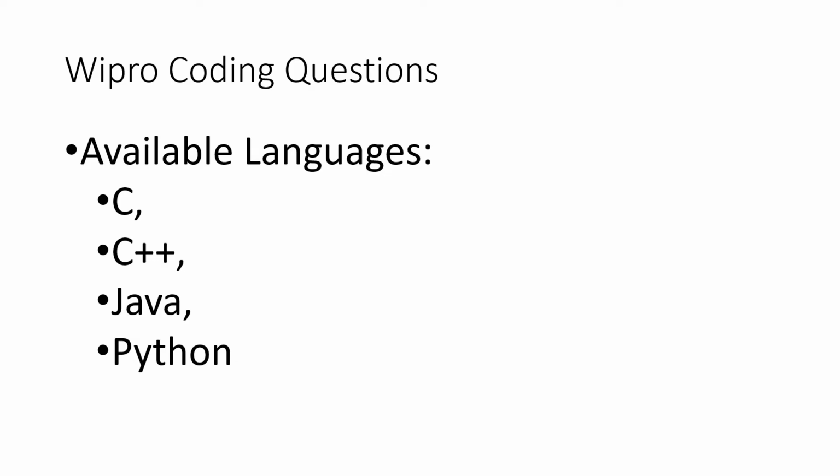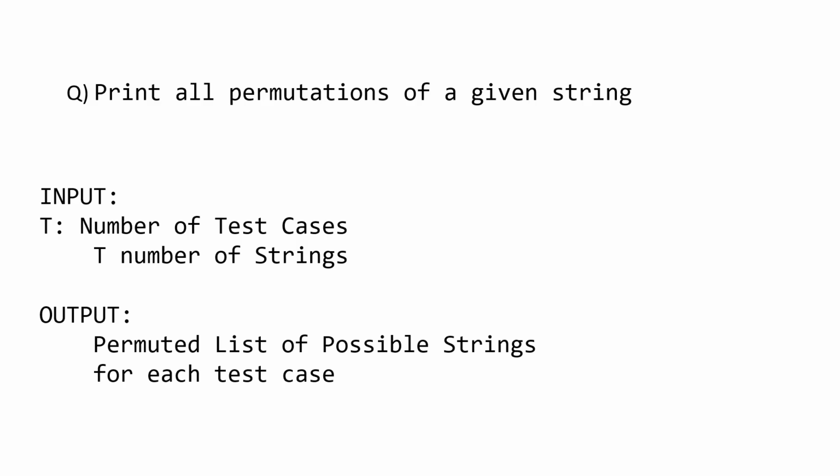Now in my previous video, I have mentioned that these are the available languages in which you can code, and I would prefer Python, and for those who are going to prefer C++, I would go for C++14, and for Java you can go with version 7 or version 8. And let's go into the question right now.